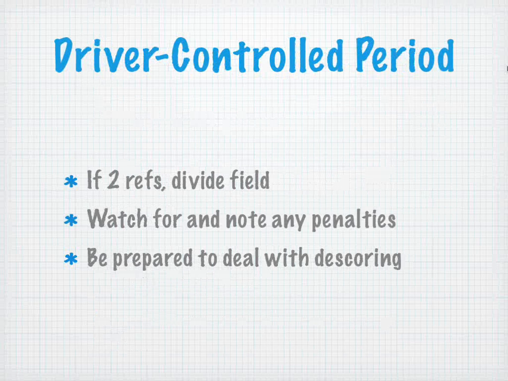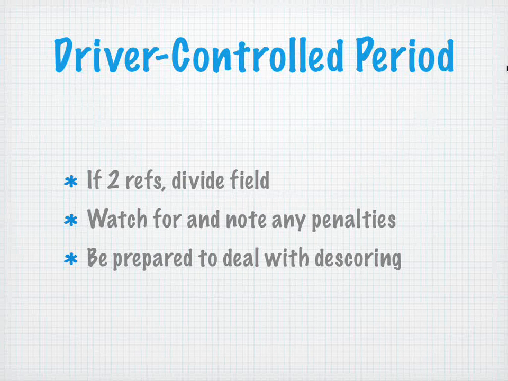So for the driver control period, if you've got 2 refs on the field, I'd recommend dividing it so that you've got one ref watching the red side and one ref watching the blue side, because it'll be hard to watch the whole field all at once. If you try to divide it so that one ref watches the red robots and the other watches the blue, they may get on opposite sides of the field, and it'll be hard to watch. So I recommend dividing the field in half.